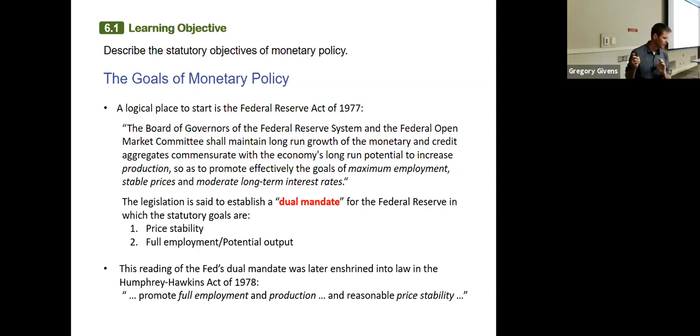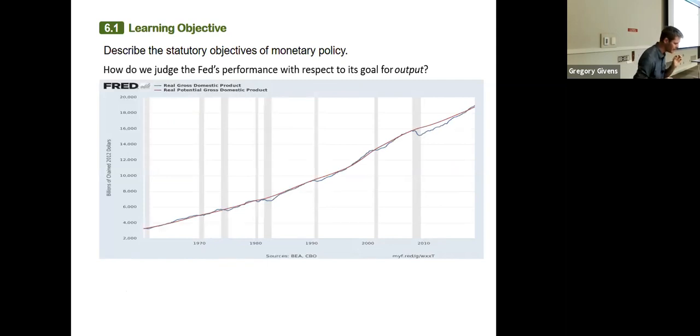All right, so let's start by talking about how we should judge the Fed's performance with respect to the output or employment side of its mandate. Okay, now recall what that mandate says. It says that the Fed should take action to try to keep output as close to its long-run potential level of output as possible. Now, potential output may have been something that you talked about in your intermediate macroeconomics class.